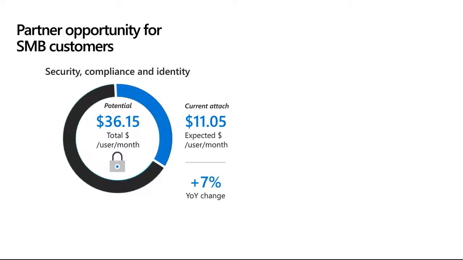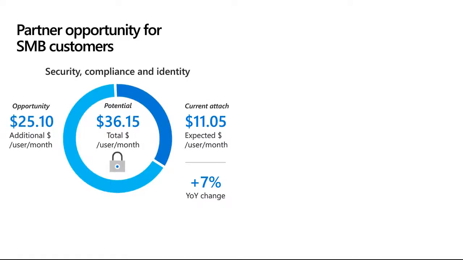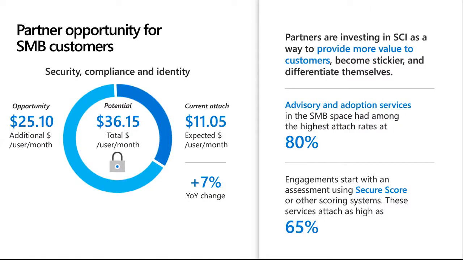And take this chart as an example. Your additional services per user could be earning you around £10 per user per month currently. Advisory and adoption around security and compliance could double your customer spend, and factoring in the secure score could almost triple this. And this is not factoring in base licensing costs per user yet.